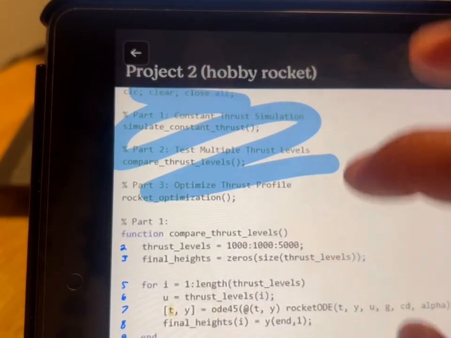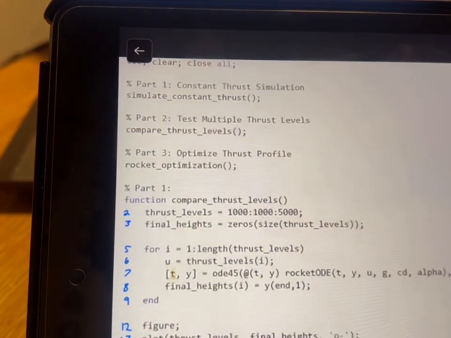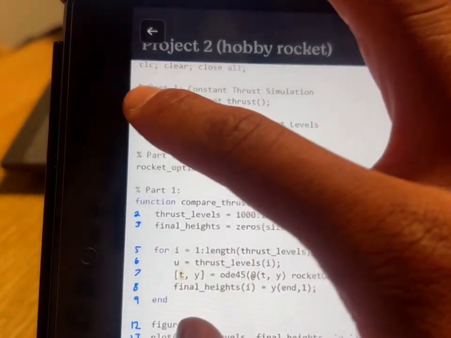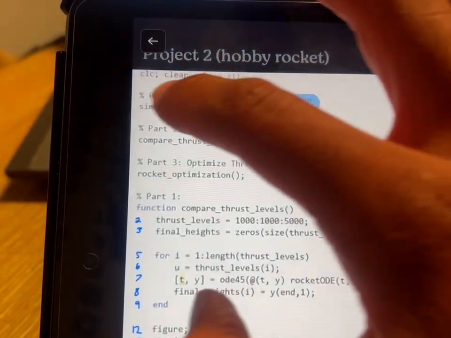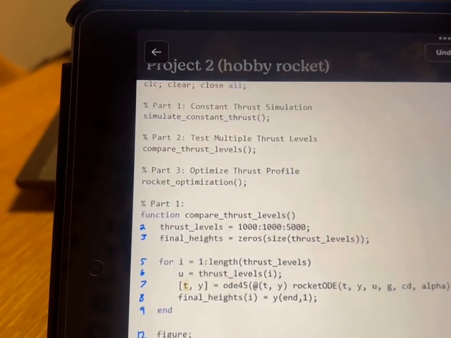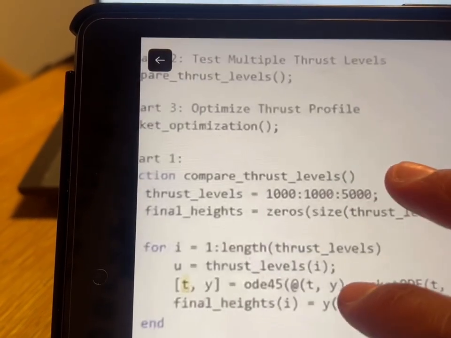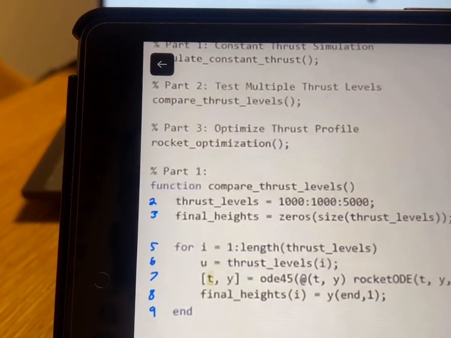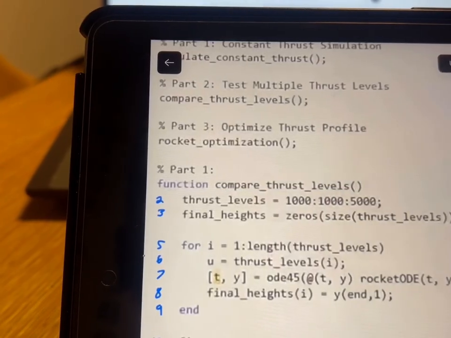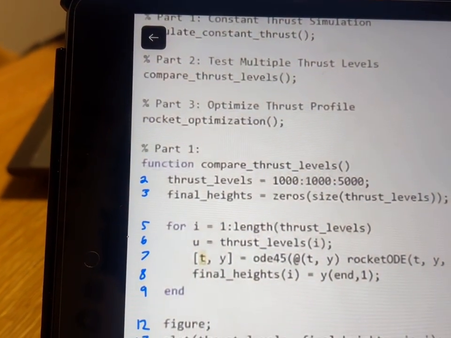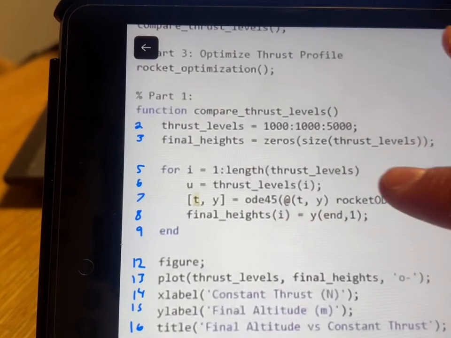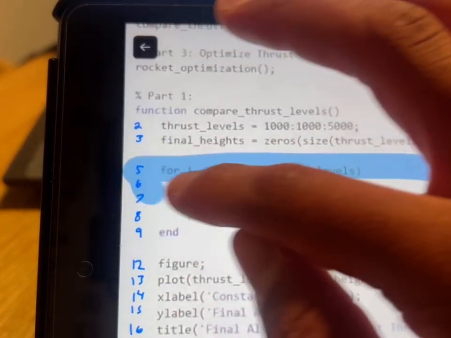Obviously, this part right here, we use the CLC and clear, close all functions just to close everything out and start fresh. And then we highlighted, or we classify, parts 1, 2, and 3 and what the objectives of each part are. So for part 1, you have lines 2 and 3. Basically what these lines are doing is they're setting up the thrust values and they're initializing the result array. Then we have lines 5 through 8 here.